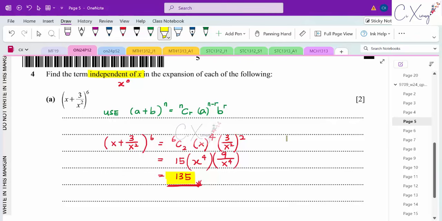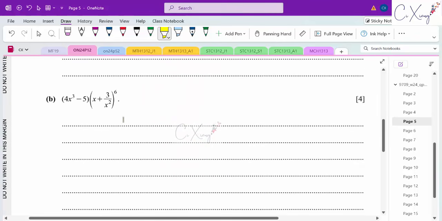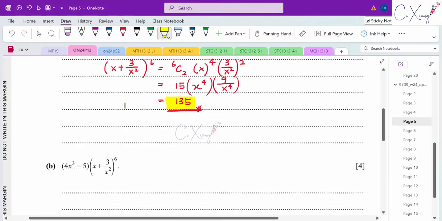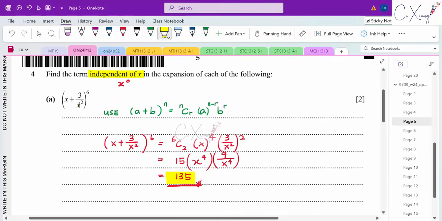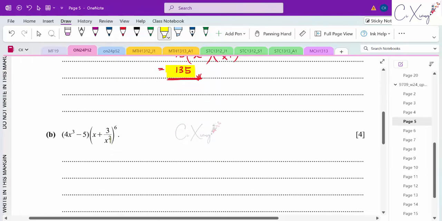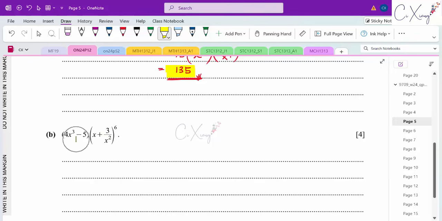Let's continue to 4B. For 4B, they put another bracket in front of this expansion that we carried out just now. So let's figure out how to get the term independent of x also for this question. For (x^3 minus 5), it is having power 1, so I can't do anything with this particular bracket. I can just copy it. I cannot expand, I cannot do anything for now.